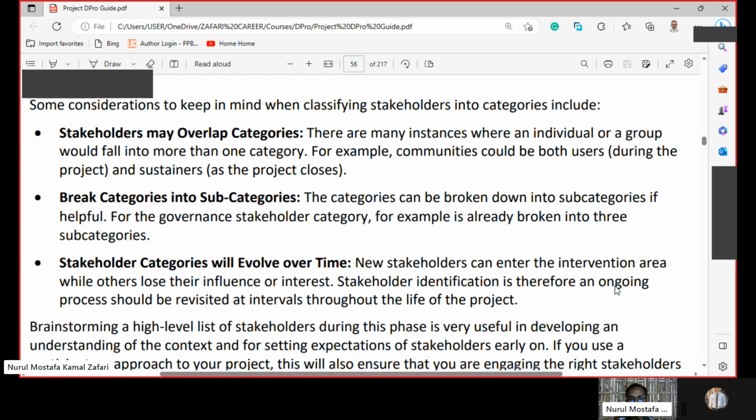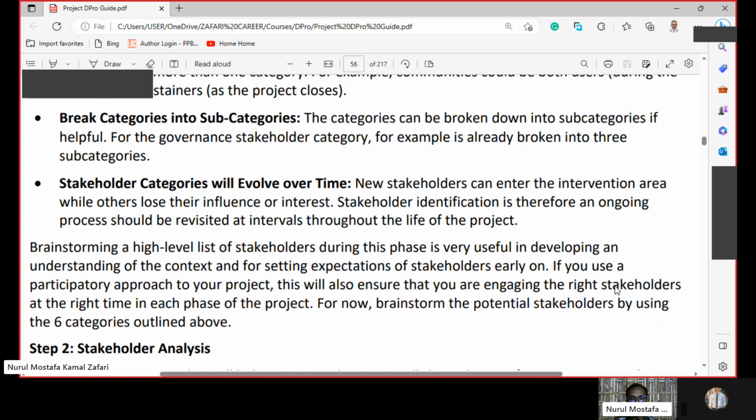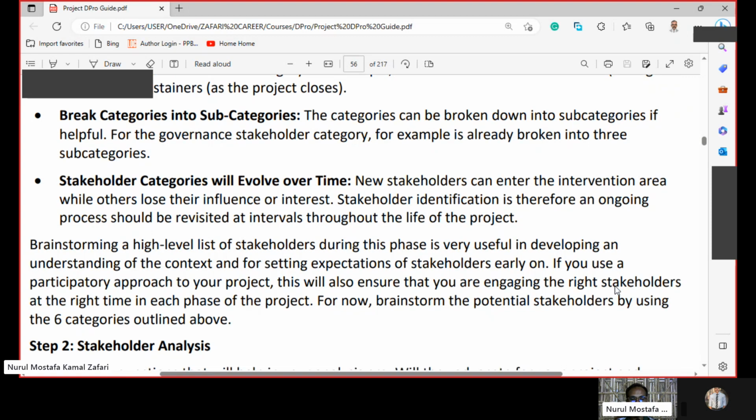Stakeholder categories will evolve over time. New stakeholders can enter the intervention area while others lose their influence or interest. Stakeholder identification is therefore an ongoing process and should be revisited at intervals throughout the life of the project. Brainstorming a high-level list of stakeholders during this phase is very useful in developing an understanding of the context and for setting expectations of stakeholders early on. If you use a participatory approach to your project, this will also ensure that you are engaging the right stakeholders at the right time in each phase of the project. For now, brainstorm the potential stakeholders by using the 6 categories outlined above.